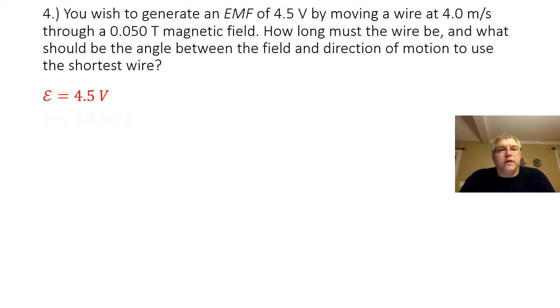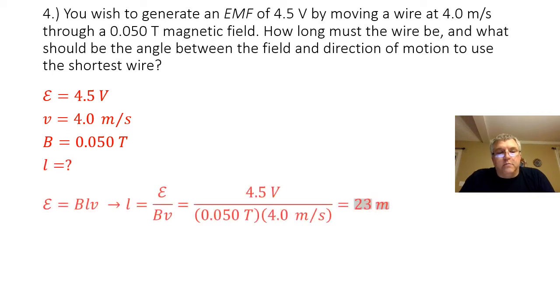We are given the speed of the wire at 4.0 meters per second, and the magnitude of the magnetic field at 0.050 Tesla. To find the length, we need to use E equals BLV. In this case, solving for length will yield L equals E divided by B times V. We plug in our known values into the equation, and we are going to have a length of 23 meters.